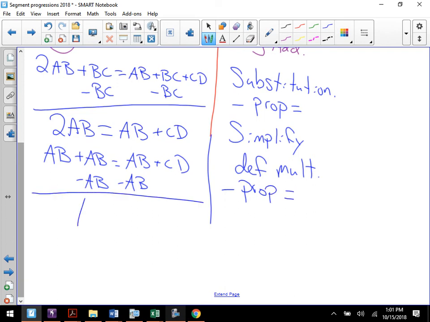When you rewrite, you are simplifying because there's no solve here. I'm not saying that AB is 4. You know what I mean? I'm just saying that AB equals CD because I simplified it.